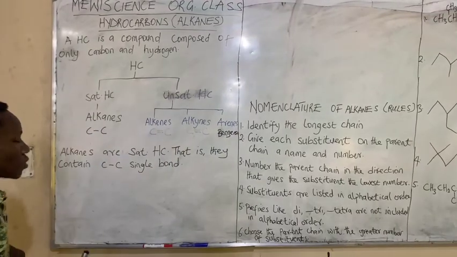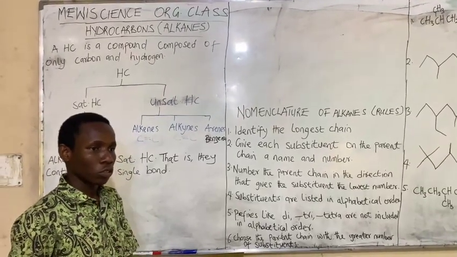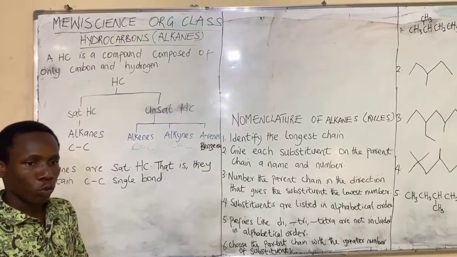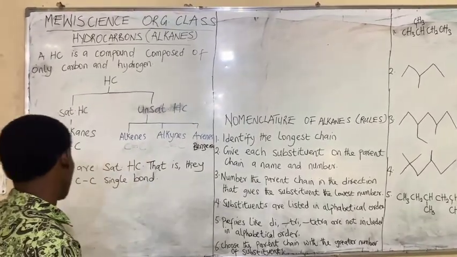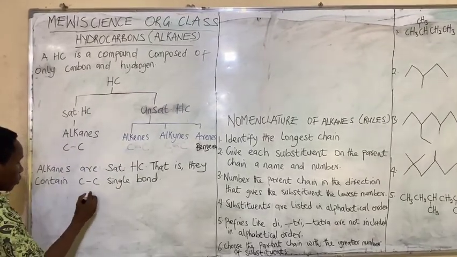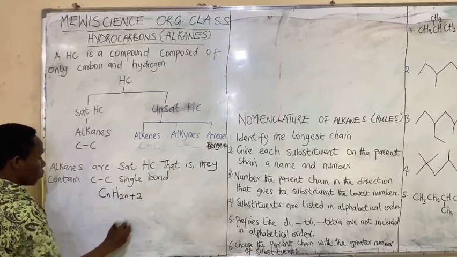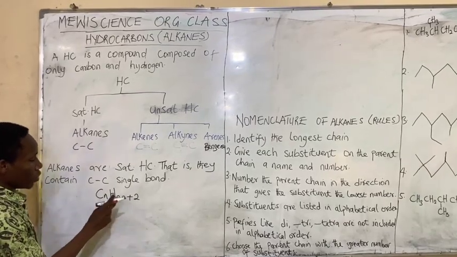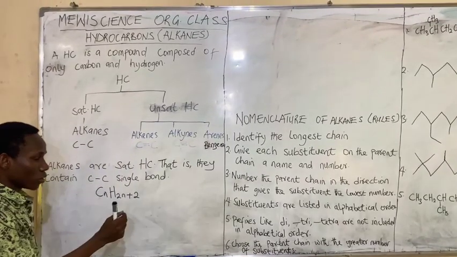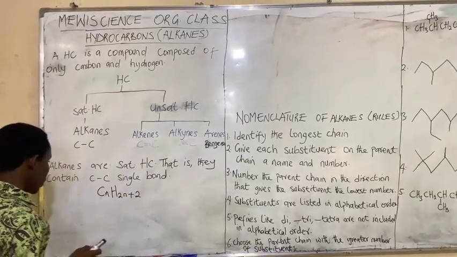So we now know that saturated hydrocarbons are those hydrocarbons that contain carbon-carbon single bonds. And the basic saturated hydrocarbon that we will be discussing today is the alkane. Alkane has a general formula, which is CnH2n+2. This formula is the general formula for all alkanes. n here could be 1, it could be 2, down to infinity. It is an integer.